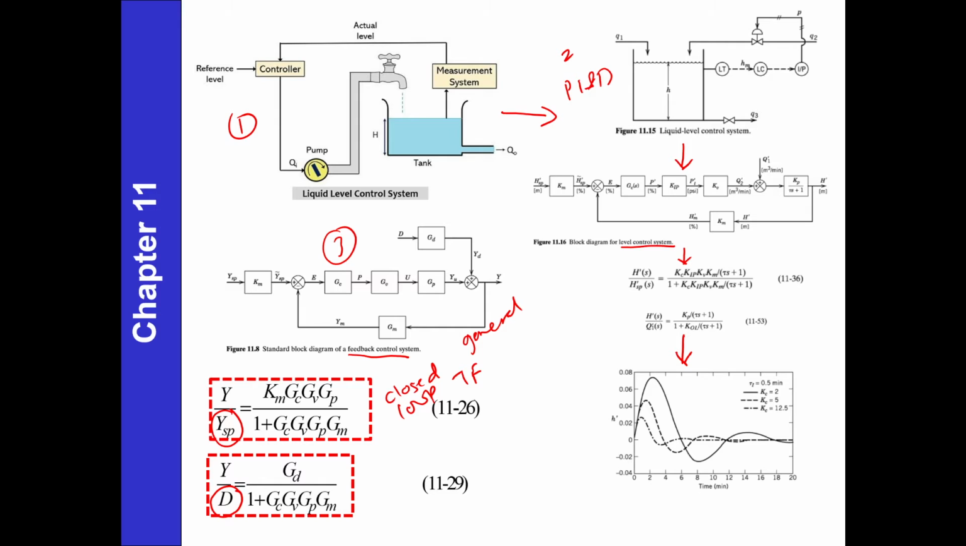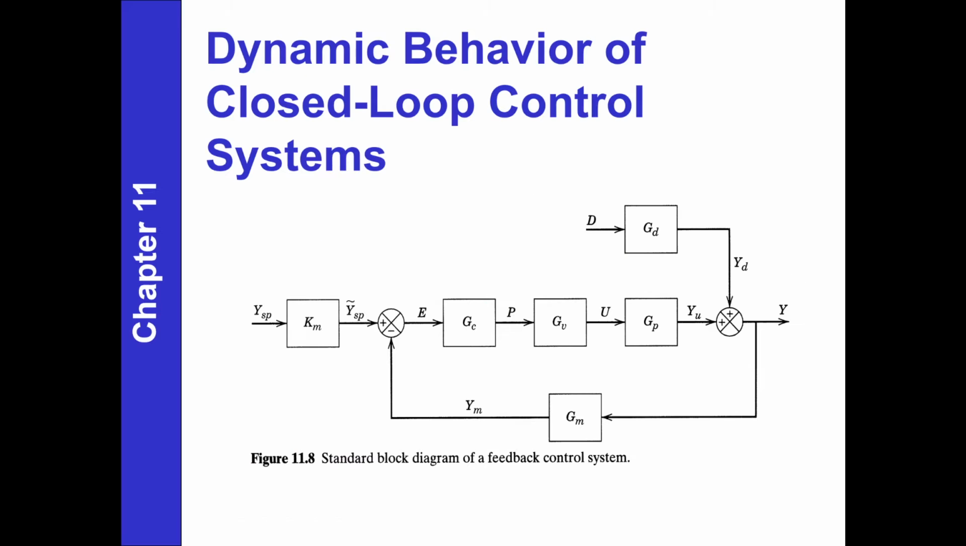Okay, so don't worry, we go step by step. This is the step. The first one is a standard block diagram for a feedback control system. So this is the block diagram.